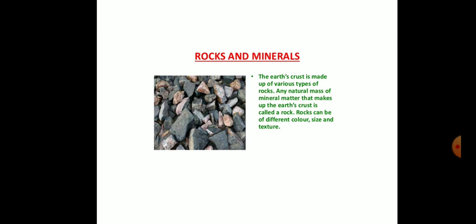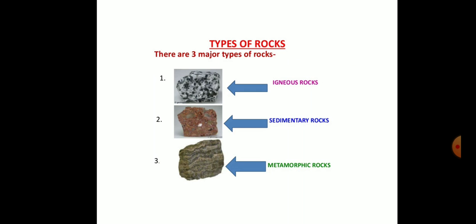So now we move on to rocks and minerals. Earth's crust is made up of various types of rocks. So what is a rock? Any natural mass of mineral matter that makes up the Earth's crust is called a rock. Rocks can be of different color, size, and texture. On the basis of this difference of color, texture, and size, rocks are divided into three types. Here we have the three types of rocks: igneous rocks, sedimentary rocks, and metamorphic rocks.